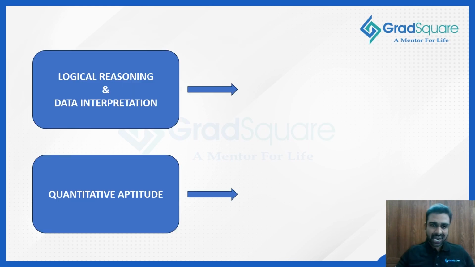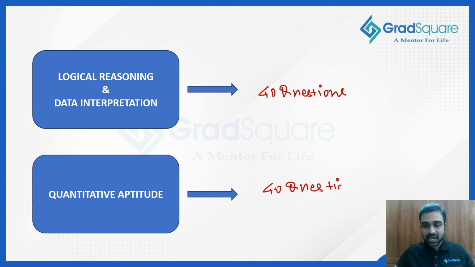So I'm going to start with the pattern first. In these two sections, logical reasoning and data interpretation will be one section, and quantitative aptitude will be another section. In each section, a total of 40 questions will be in the paper. Regarding the marking scheme, each question is awarded 1 mark for a right answer, and there will be no negative marking for a wrong answer.